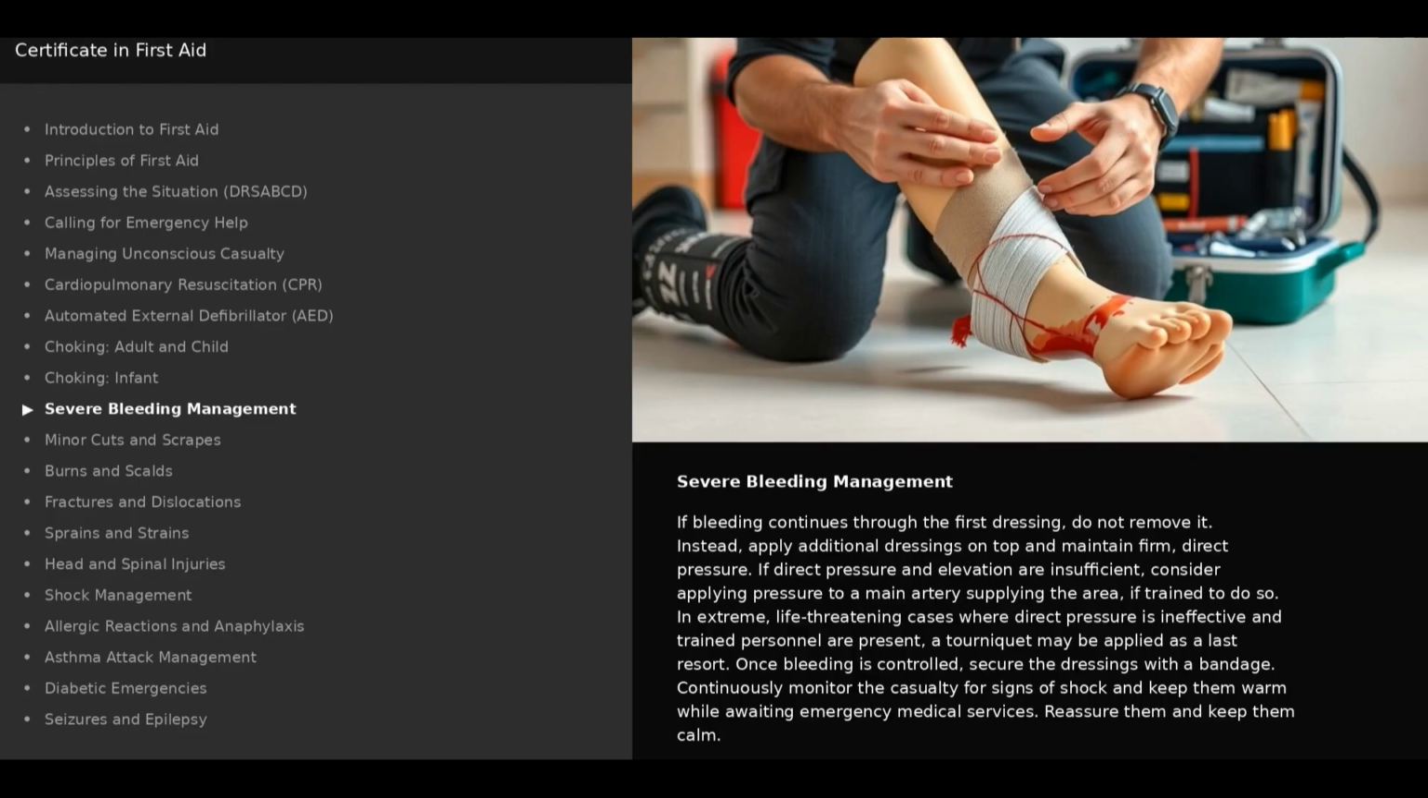Once bleeding is controlled, secure the dressings with a bandage. Continuously monitor the casualty for signs of shock and keep them warm while awaiting emergency medical services. Reassure them and keep them calm.